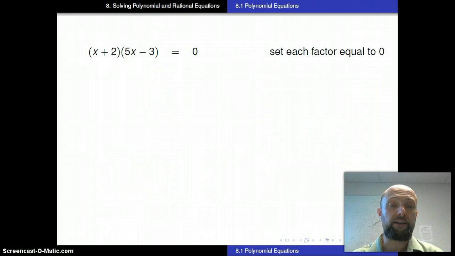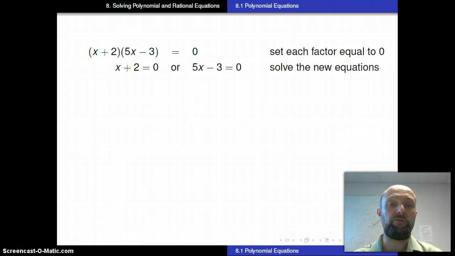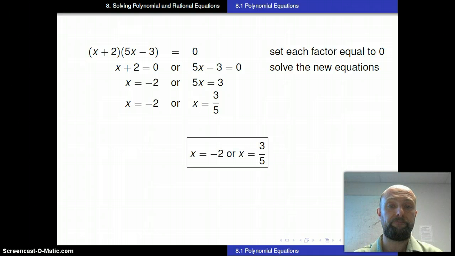We set each factor equal to 0. We get x plus 2 is 0 or 5x minus 3 is 0. Now we solve these new equations. We get x is negative 2 or 5x is 3. Dividing that second equation by 5, we get x is negative 2 or x is 3 over 5. So again, we find two solutions.